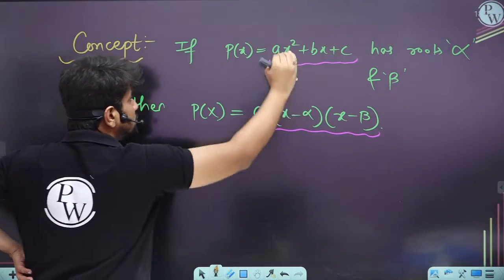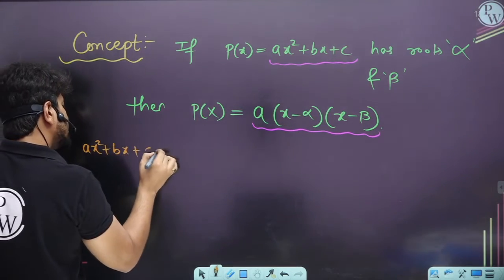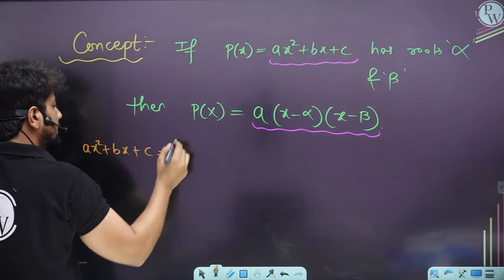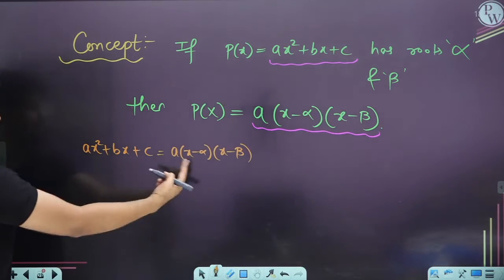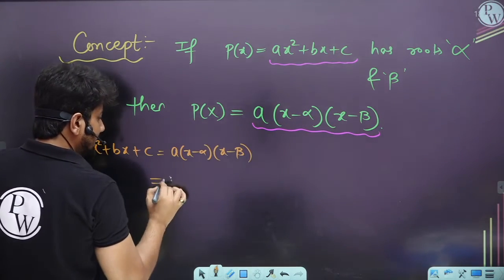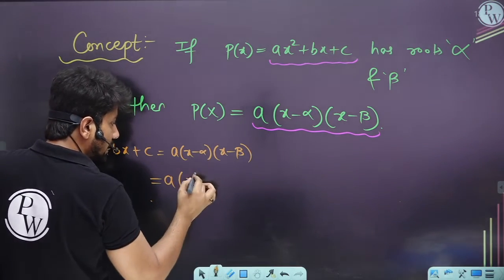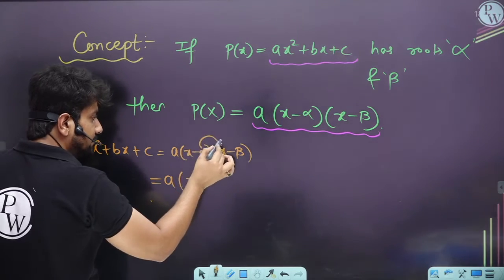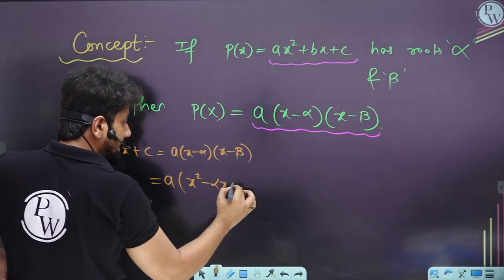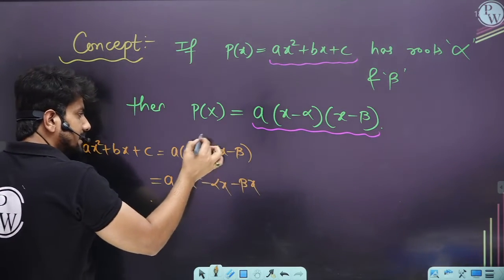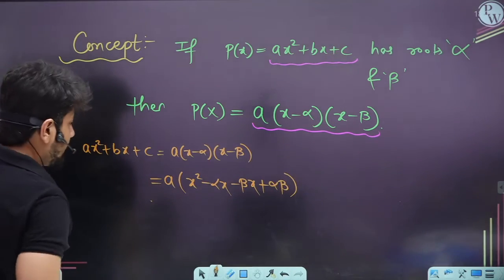If I equate these two, ax square plus bx plus c, because I told you these two are the same expression, is equal to a times (x minus alpha) into (x minus beta). What's the right hand side? Here I have a times, if I multiply these two, x multiplied by x will give us x square. Then we have minus alpha times x, then minus beta times x. Then minus alpha into minus beta will give us plus alpha beta. Correct?